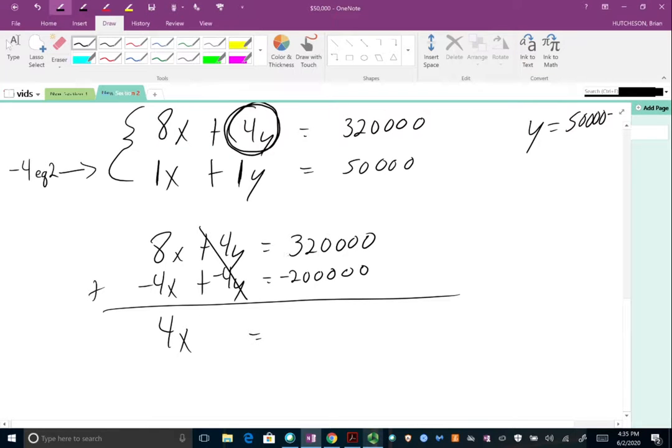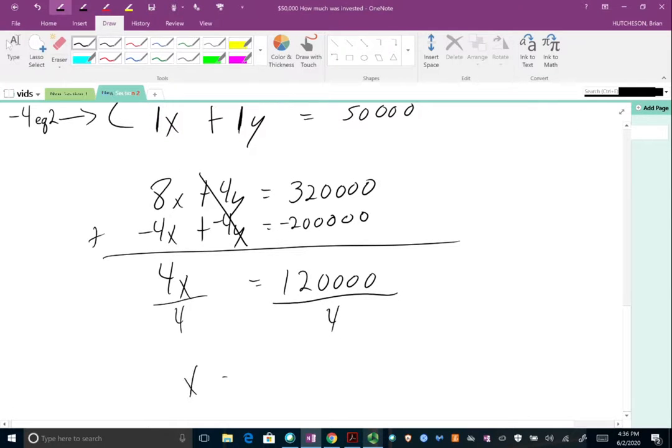And then if you went back and looked at the first video, you should be saying, Brian, this looks similar. And I'm like, everything's similar. It's a lot easier to set up this way too. So this gets me to 120,000. Divide by 4, divide by 4. I get x is equal to 30,000.